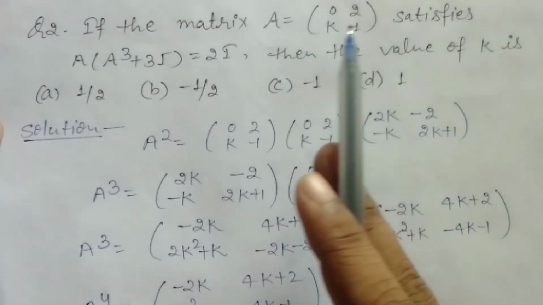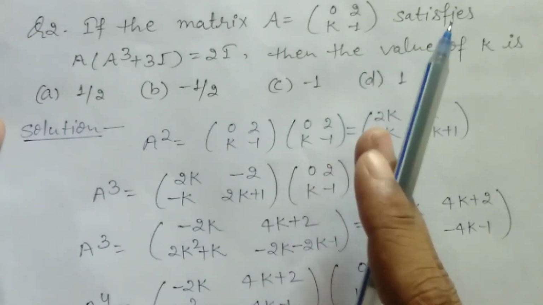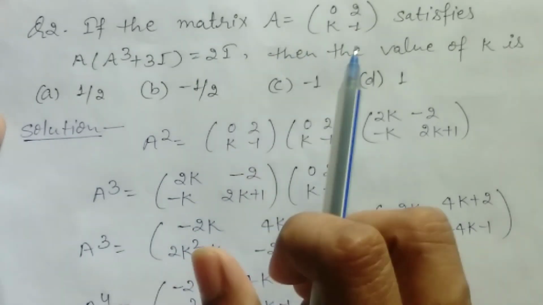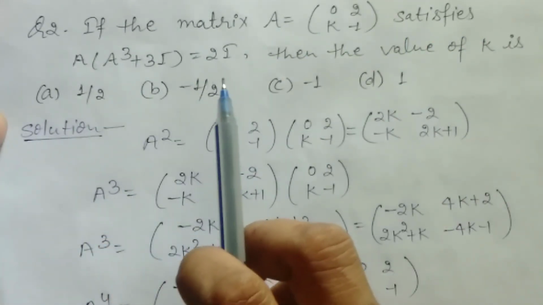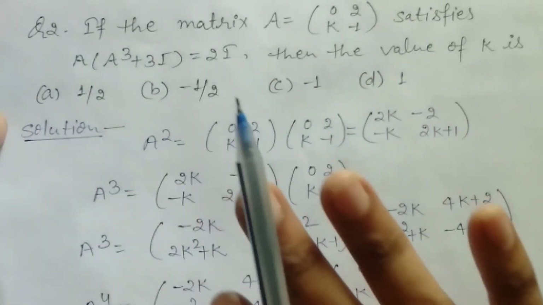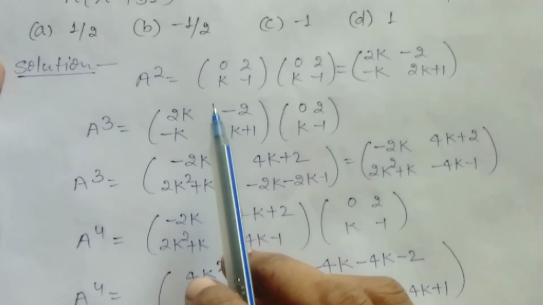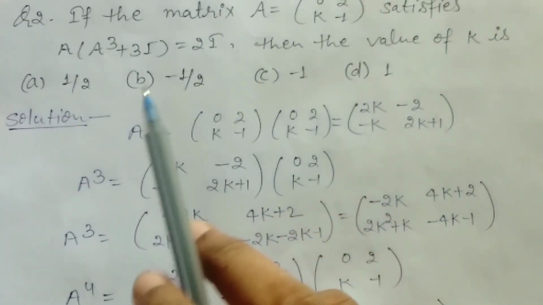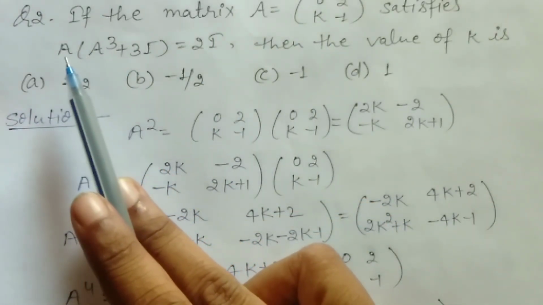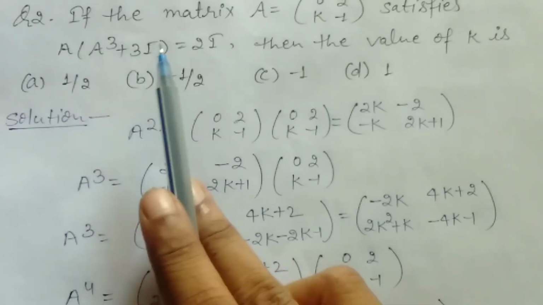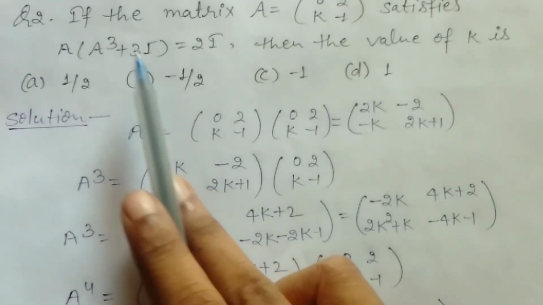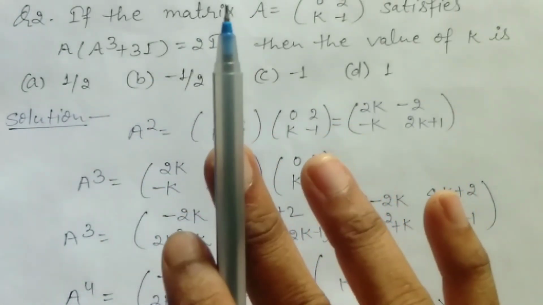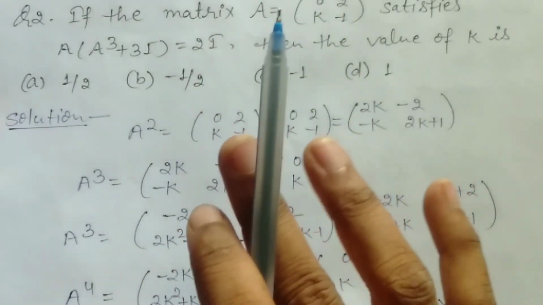Question two: if the matrix A is equal to [[0,2],[k,-2]], a 2 cross 2 matrix, satisfying A into (A raised to power 3 plus 3 identity) is equal to 2 identity, then the value of k is option A 1 by 2, option B minus 1 by 2, option C minus 1 and option D 1. Okay, so in this question we are also finding powers of the matrix A, because if we multiply this equation, this statement, we get A raised to power 4 plus 3A is equal to 2 identity. So A raised to power 4 is necessary to find the value, okay.